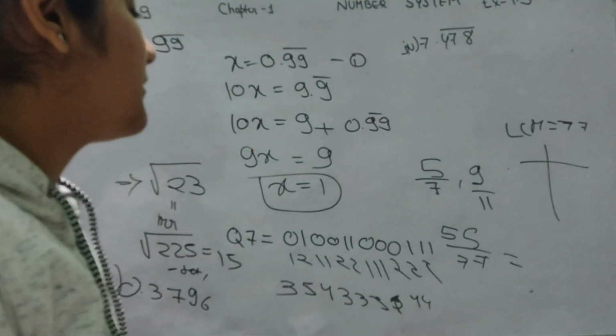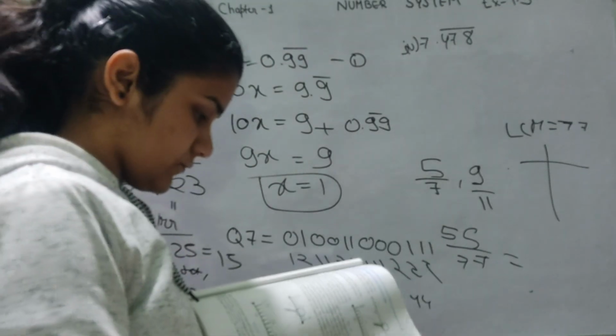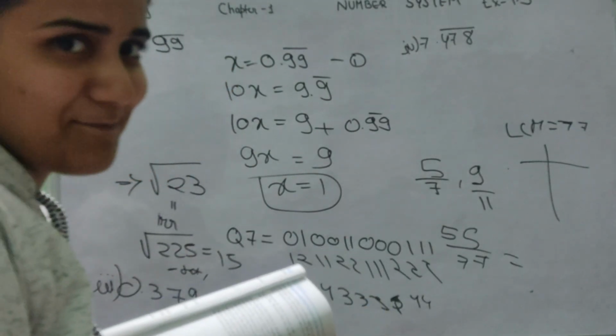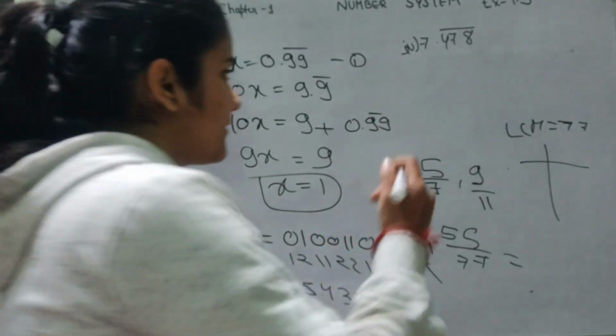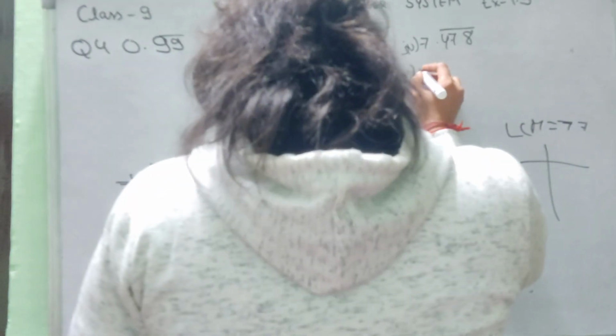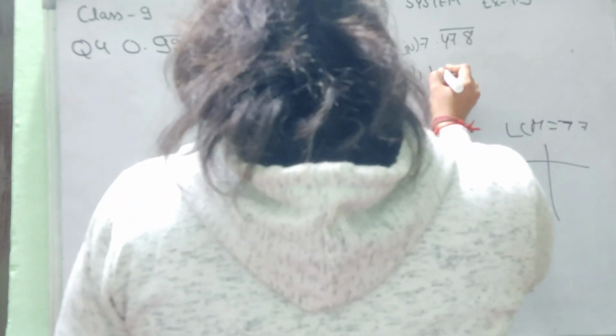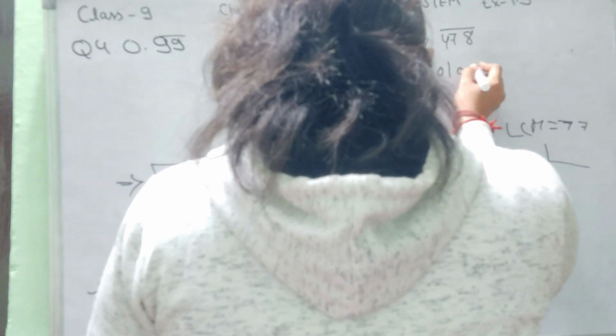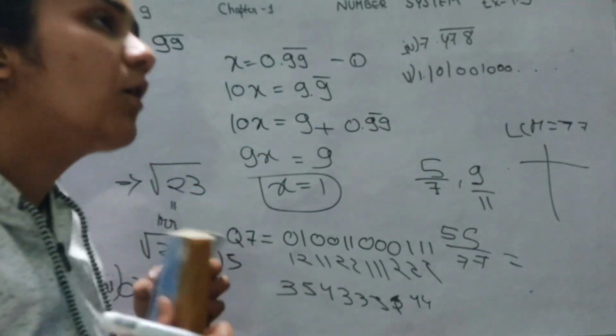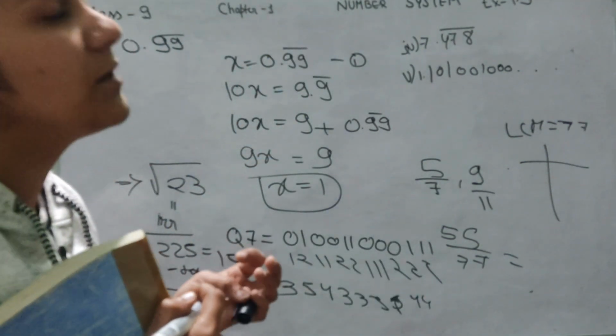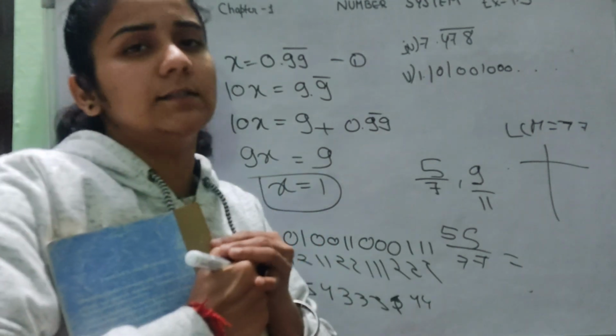Coming on question number 5. Okay, this last question of the exercise. Happy? Are you guys happy? Must be happy. Okay, 1.101001 and 000 and so on. So this is a non-terminating and a non-repeating number which is simply termed as irrational.